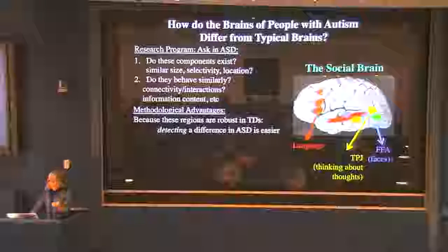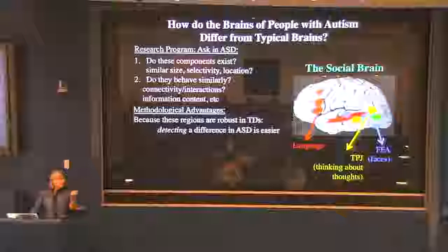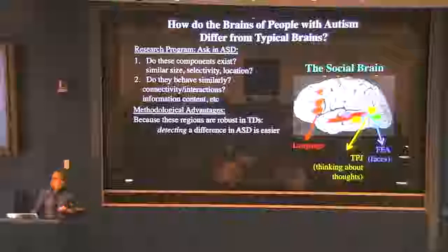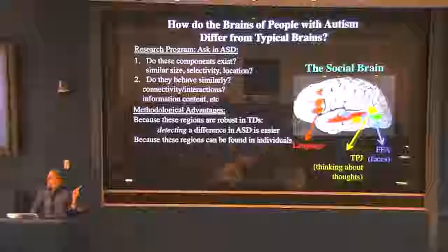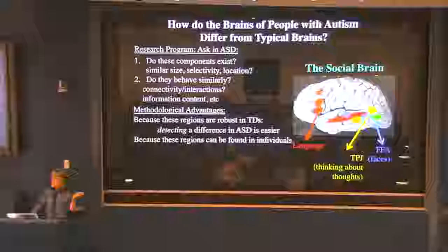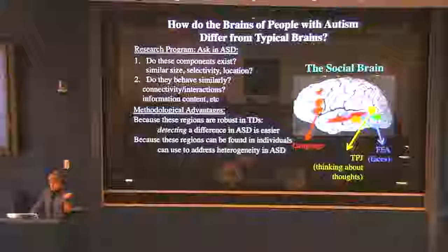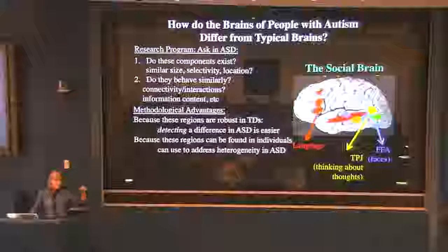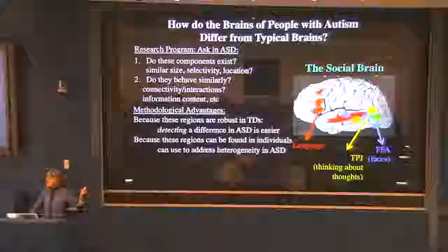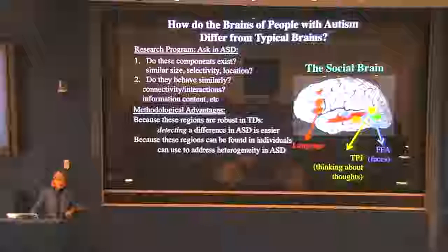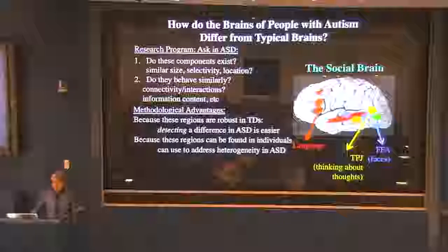That means that it's easier to detect a difference in autism. We know what those things look like in typical subjects. So if they're going to be different in people with autism, we have more of a basis for detecting it. Second, each of these things can be found in pretty much every typical subject. And that's useful because we could, in principle, detect heterogeneity in a group of people with autism. Heterogeneity being one of the key methodological challenges in studying autism. That's not one thing, it's a big smear of different things.